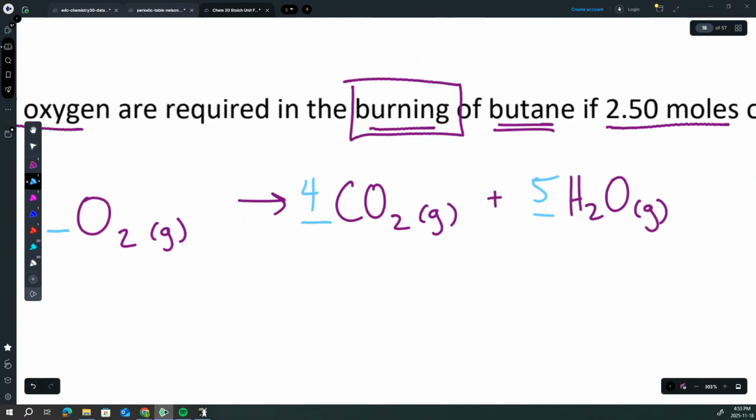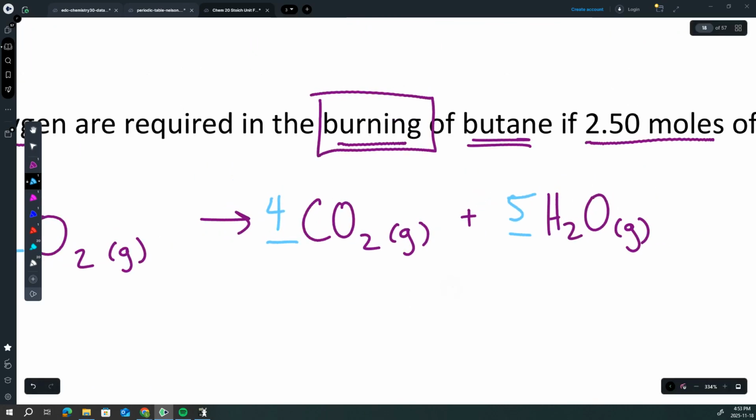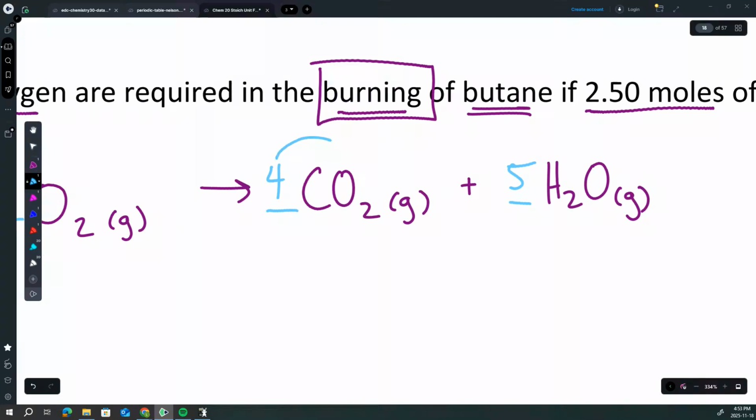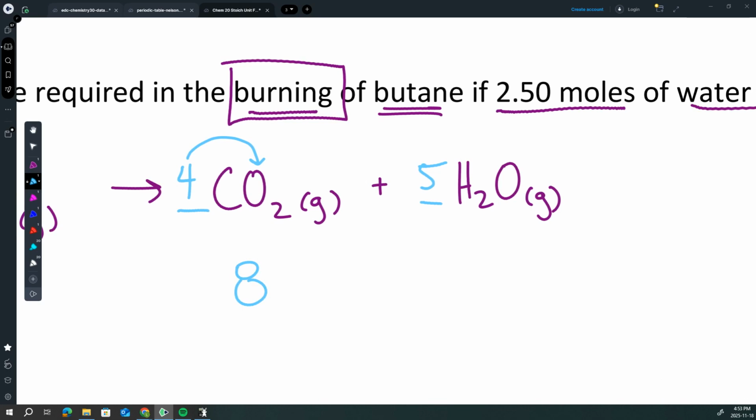Now for oxygen, I'm going to start with the oxygens on the product side first. Remember, we have 4 times 2, so 8 oxygens coming from the 4 molecules of carbon dioxide, and we have 5 times 1 oxygen, so 8 plus 5 oxygens. That is going to give us 13.